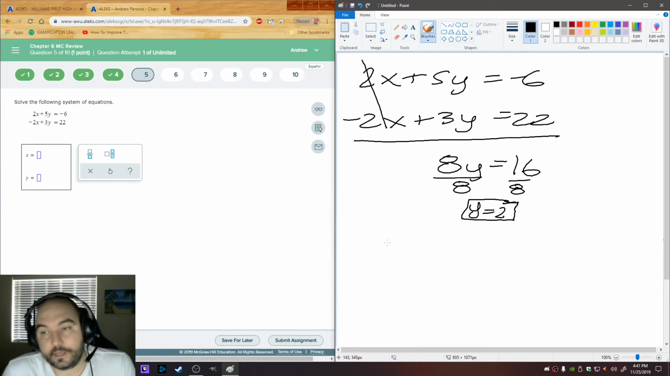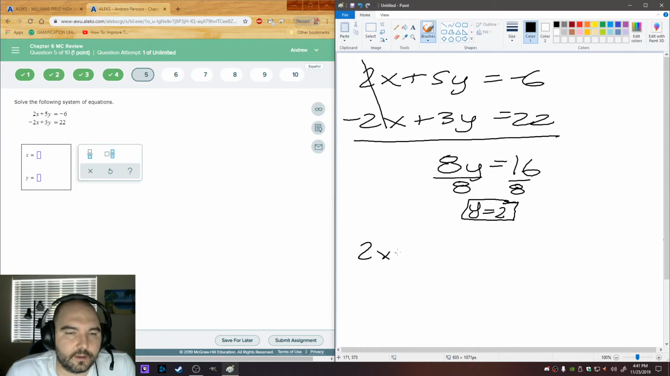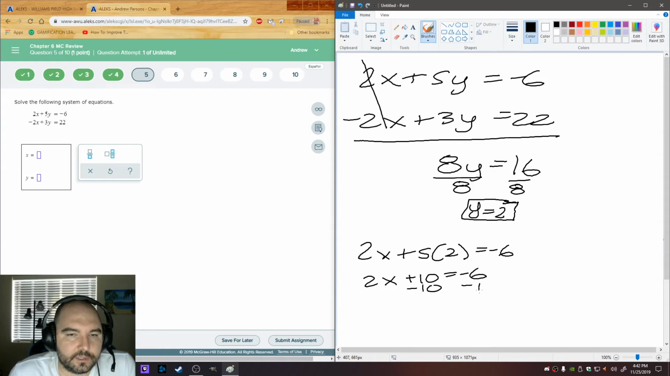Now the problem is, you have to go find the second answer, and you have to plug it in to find out. So I'm going to use the first equation. 2x plus 5 times 2 equals negative 6. 2x plus 10 equals negative 6. I minus 10 on both sides. 2x equals negative 16. Divide by 2, and x equals negative 8. So make sure you put it in the right order.